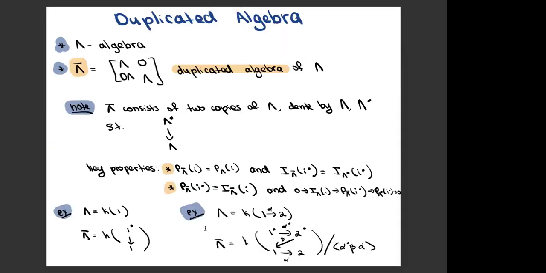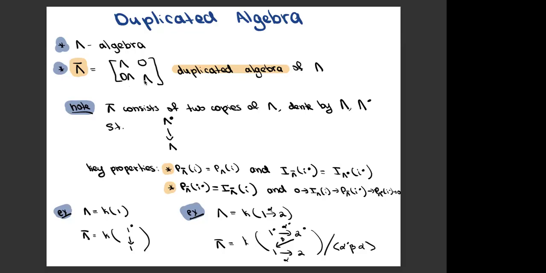Okay, thoroughly finite tilting theory, maybe, where I have these tilting modules. Okay, so let me try to now tell you what I mean by this in more detail. I'm going to start with an algebra lambda, and I'm going to construct this duplicated algebra lambda bar.